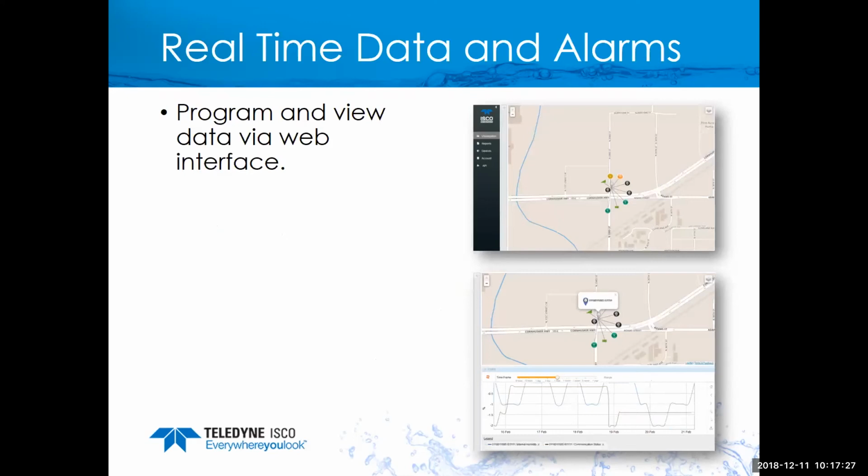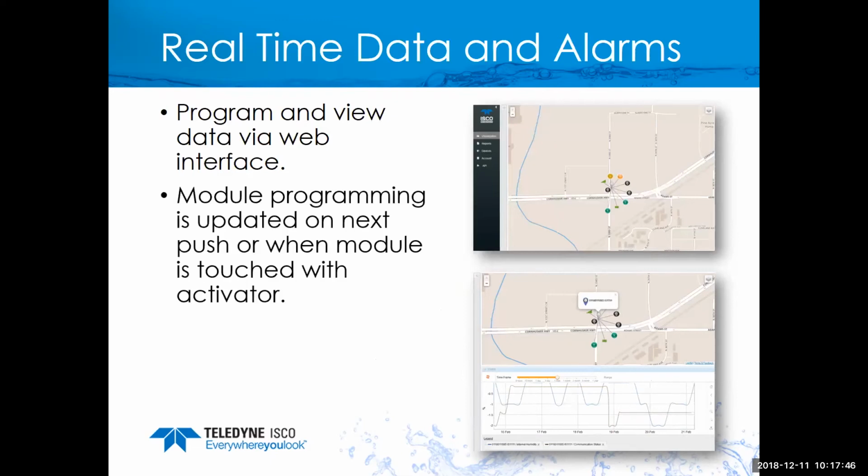Now, as for the real-time data and alarms, you're able to program and view via the web interface. Once you log into the web page, you're able to see the sites that are under your tree of information. So you have multiple sites, you're able to look at each one of them, view the data, and also program the module. Every time the unit pushes in from the field to push the data in, it would grab any configuration changes and pull them down into the logger and make the changes.